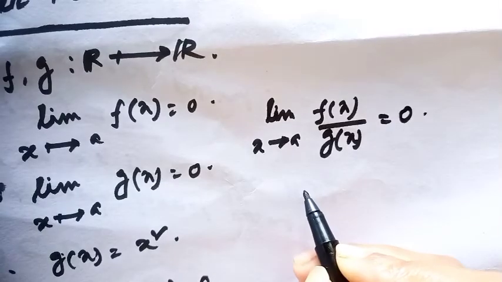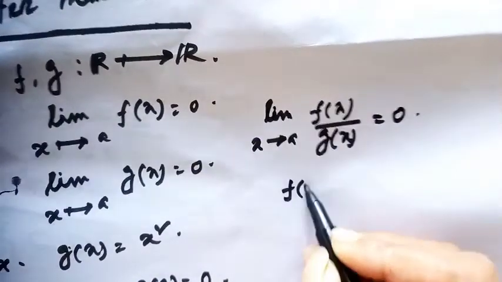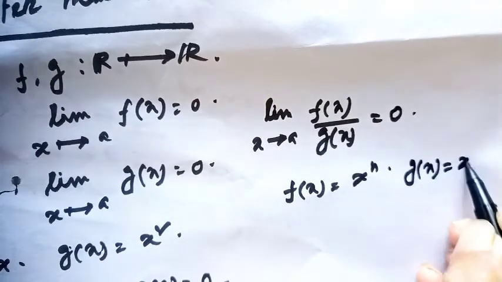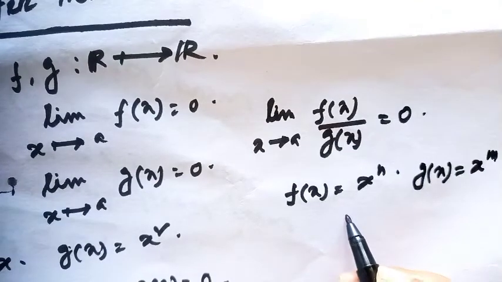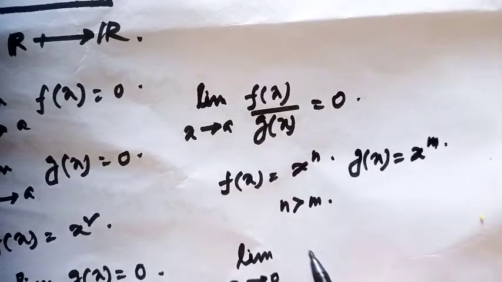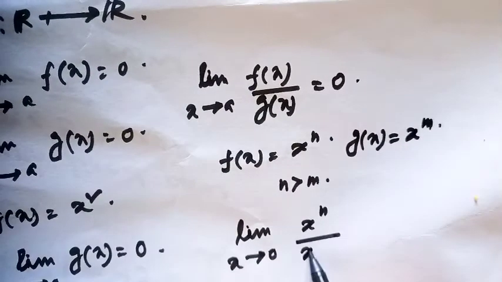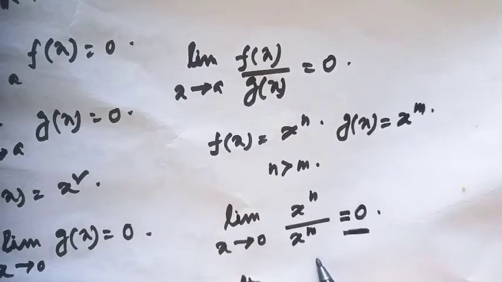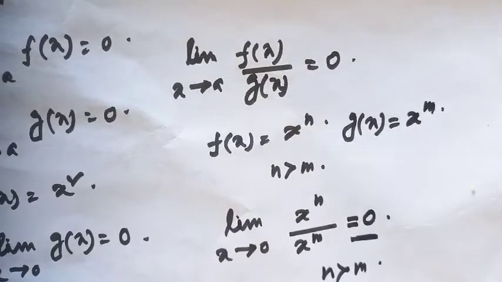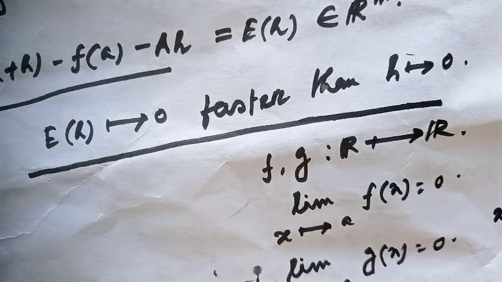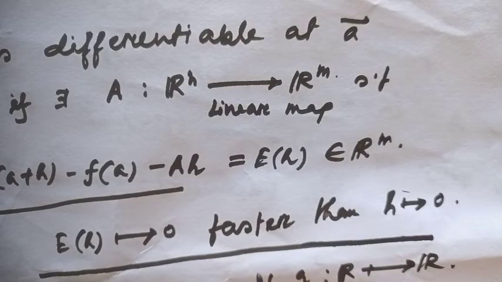Okay? For example, if we take f(x) equal to x to the power n and g(x) equal to x to the power m, where n greater than m, then limit x goes to 0, x to the power n over x to the power m equal to 0. This is equal to 0 because n greater than m here. Are you getting the meaning? E(h) goes to 0 faster than h goes to 0. That means E(h) goes to 0 faster than h goes to 0.